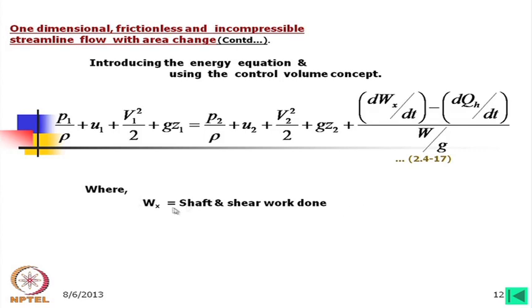Now, Wh is the shaft or shear work done and Qh the heat flow to control volume. Here the question is why it is negative: the heat flow in actually reduces this energy.